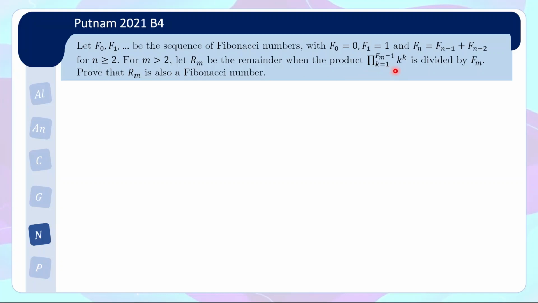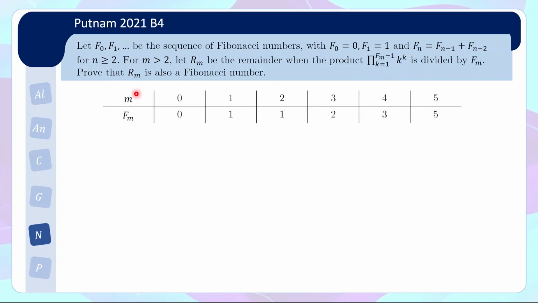Okay, I'll try to digest what the question is first by going through a few small examples. So here we have the table of m, and this is the Fibonacci sequence. For the first case we need to consider m equals 3. What is this product? Fm when m is 3 is 2, right? So it runs from 1 to 1. So basically this product is just 1 to the power 1. We are looking at mod Fm, which is 2 in this case. So this thing is congruent to 1 mod 2. 1 is indeed a Fibonacci number, so okay.